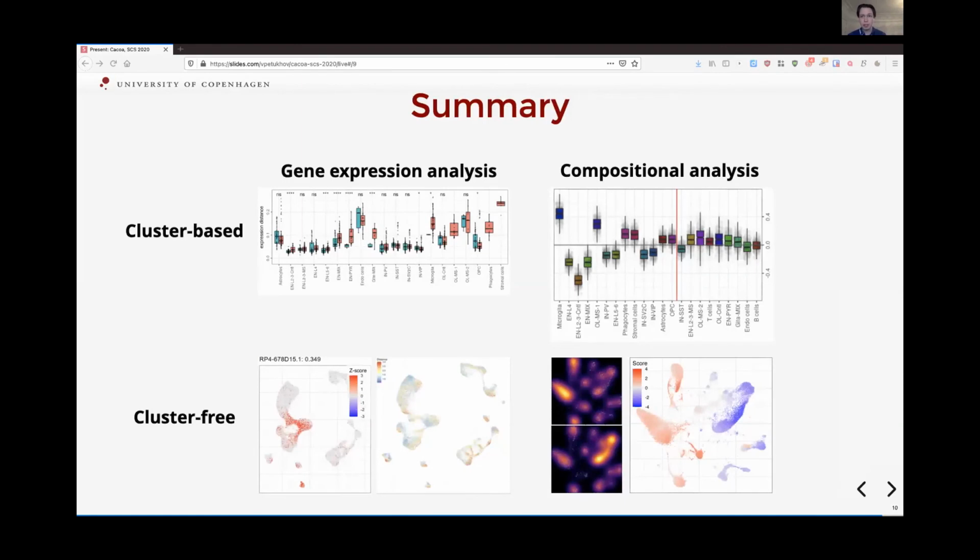So that's kind of it. To summarize, we developed these methods for 4 different types of analysis: cluster-based gene expression analysis, cluster-based compositional analysis, cluster-free gene expression, and cluster-free compositional. And all of them work. The work is not published yet, but hopefully will be pre-printed before the new year.